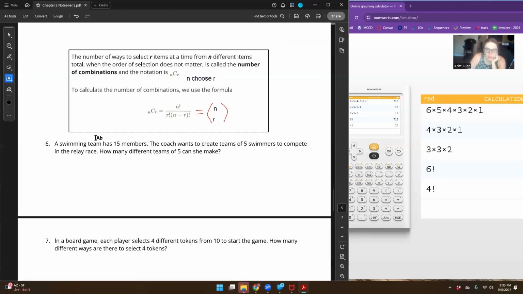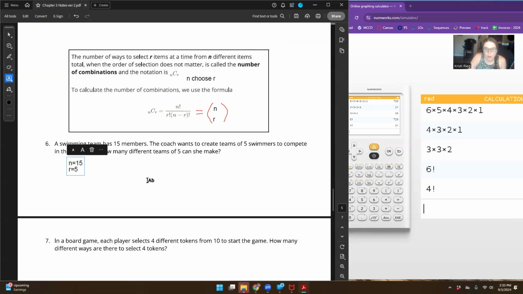So we are going to do n choose r. Let's just look at this problem. n is the total number of items. That's always the case in statistics. So there's 15 in this problem, and r is the number of ways to select. So we are selecting 5.